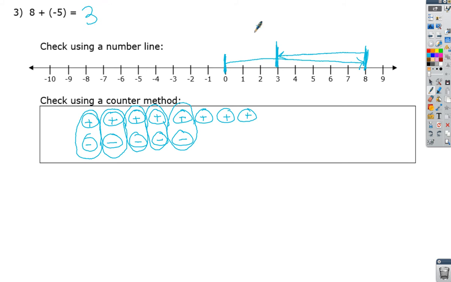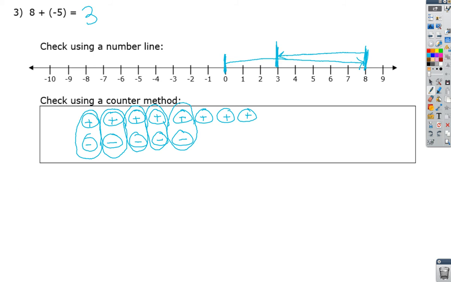You can also draw your number model. Starting at 0, you can go to 8. When you're at 8, you decide to go back negative 5, so we count 1, 2, 3, 4, 5. We land on 3. You can also draw your counter models, which is right here, and you'll have 3 left over.